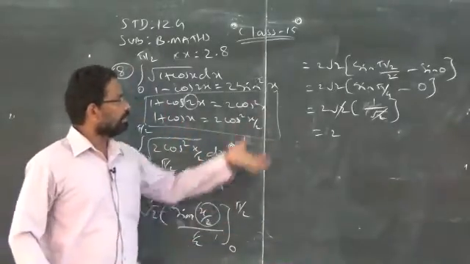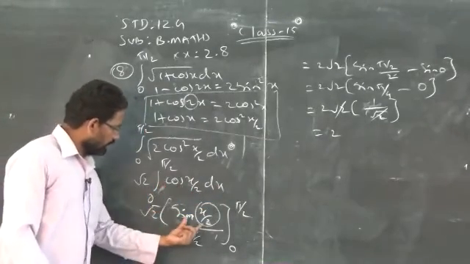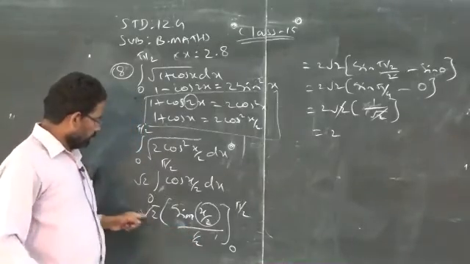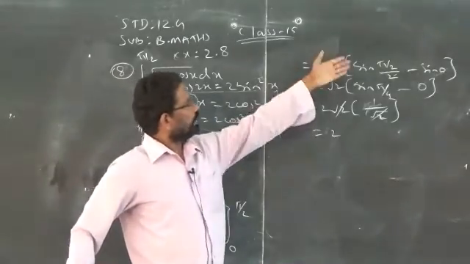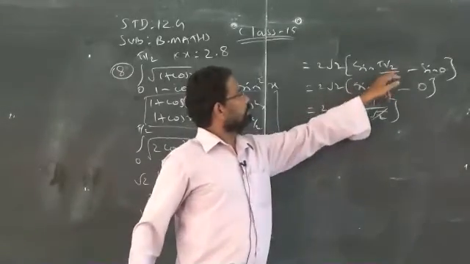Based on this concept, I just integrate it. Integration of cos x by 2 is sin x by 2, then differentiation of x by 2 is 1 by 2. Denominator goes to the numerator. Then you have to replace x by the upper limit and lower limit. You cannot cancel 2, 2.